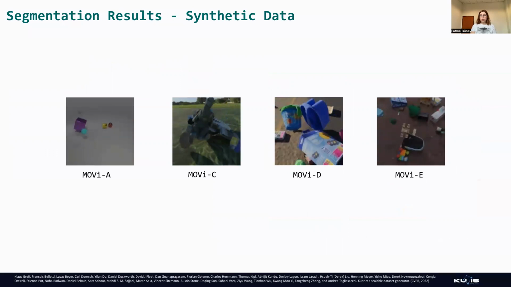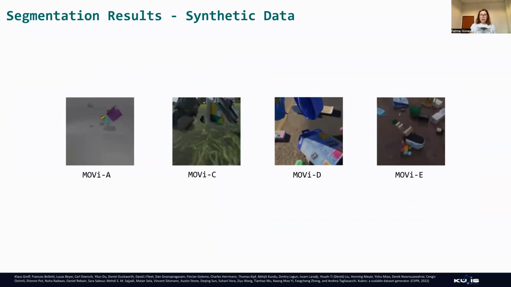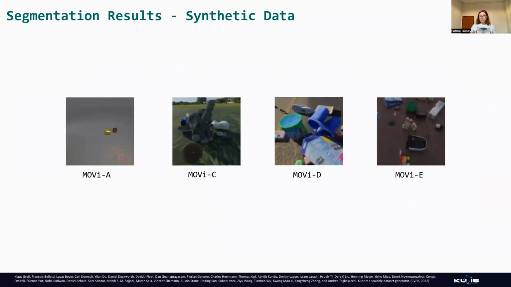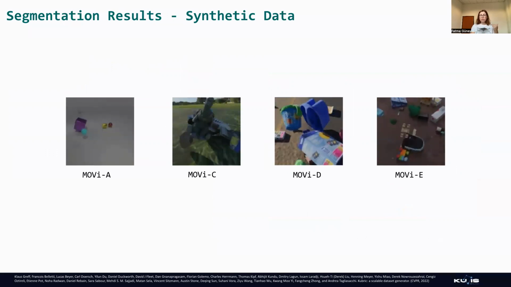There are multiple partitions from A to E, and you see a sample from each here. Basically, there are multiple objects thrown into the scene, and the complexity increases as we go from A to E in terms of the number of objects, texture, etc. and the last one, movie E, also has camera motion.